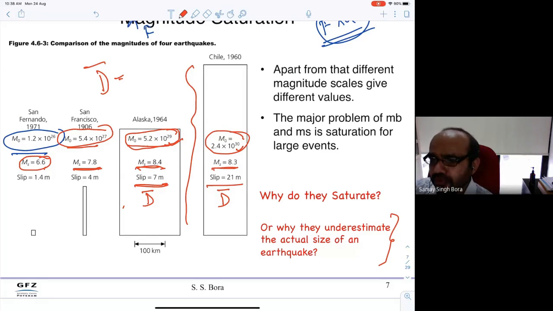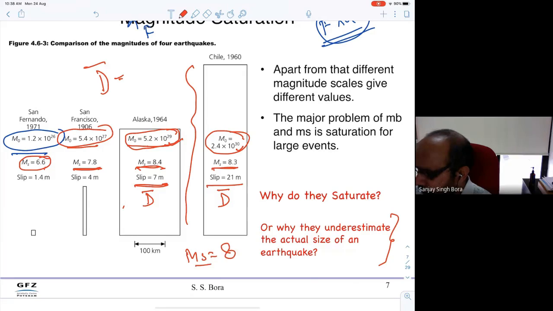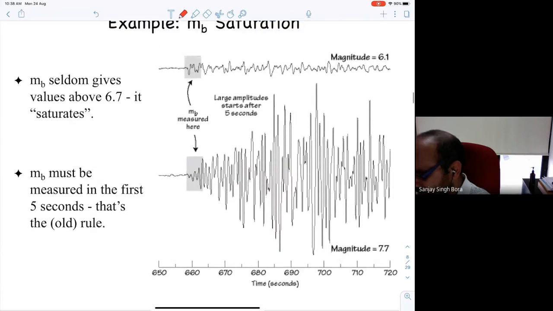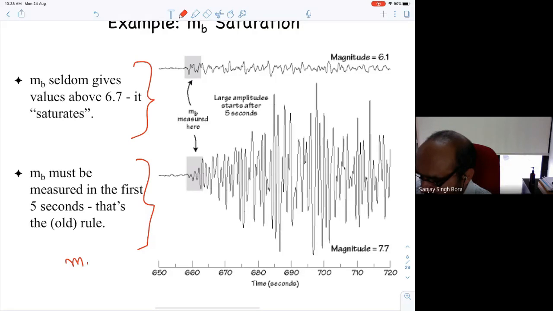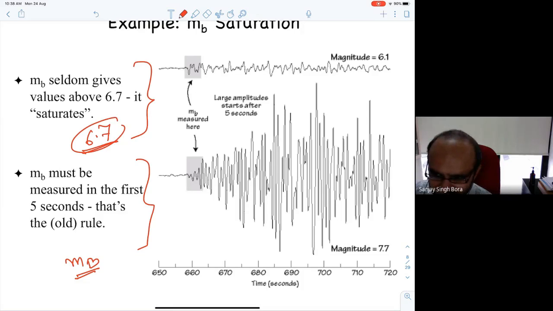They saturate even before. So if your MS is saturating somewhere at magnitude 8, your MB will start saturating at 6.8 already. Or ML also, around 6, between 6 and 7. So they start saturating before. As I said, MB seldom gives a value above 6.7. The other version, the capital one, goes to 7.5 or 7.6. If you are measuring it with the first 5 seconds, then it doesn't go beyond 6.7. The maximum magnitude it can give is 6.7 or 6.8.